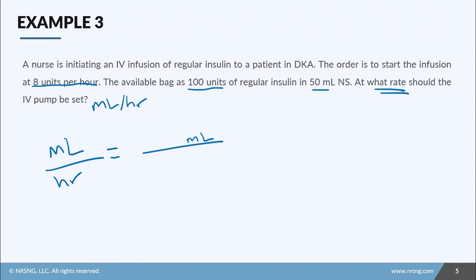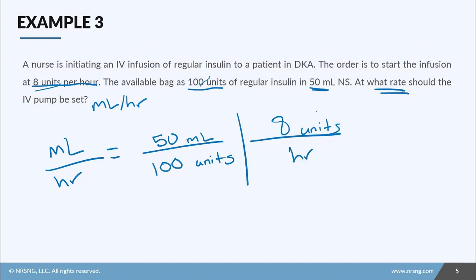Transfer your units across. What do we know about milliliters? We know that for every 50 milliliters of NS, there are 100 units of regular insulin. Okay, transfer your units up. What do we know about units? Well, we've used this piece already, so let's use this one. 8 units per hour. Cancel units. We're left with milliliters per hour, which is exactly where we want to be. Then you're going to multiply across the top and divide across the bottom. 50 times 8 divided by 100 divided by 1 gets you 4 milliliters per hour.